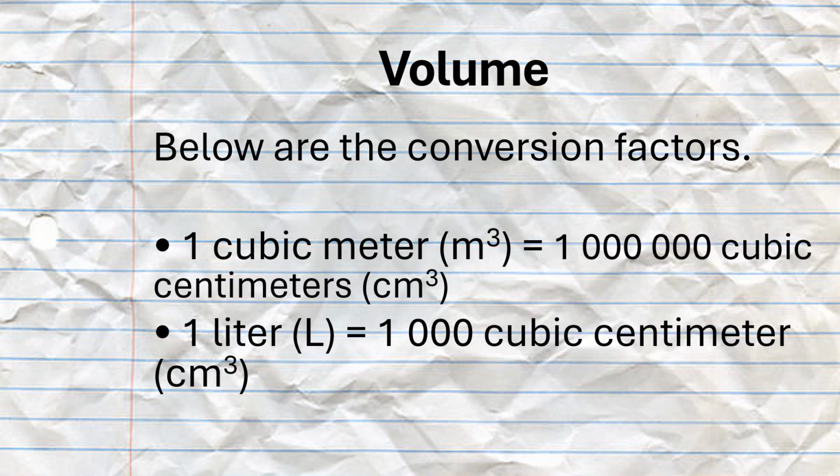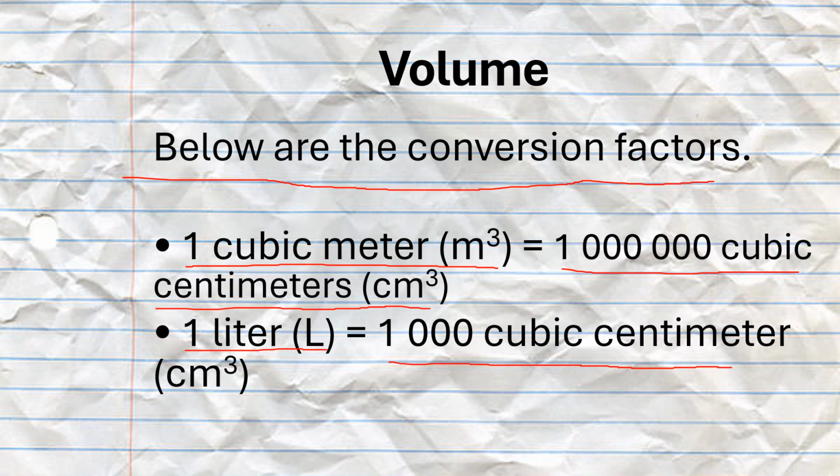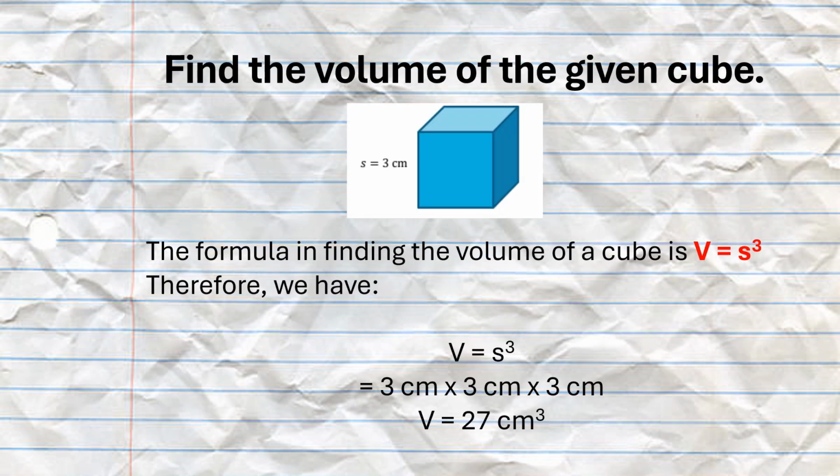Let us now see some important conversions among units of volume. So below are the conversion factors that we can use to solve a problem when it comes to the volume of a cube. Take note that 1 cubic meter is equal to 1 million cubic centimeters, while 1 liter is equal to 1,000 cubic centimeters. Thus, let us now answer some problems involving the volume of a cube.